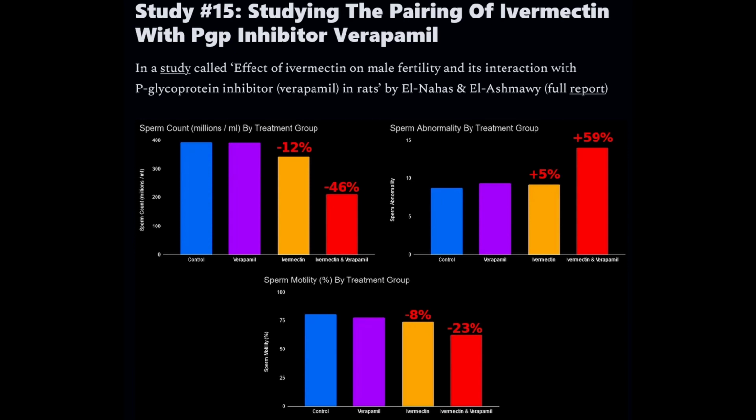But this third chart is very important for this report. Sperm abnormality. In this rat study, they measured, with ivermectin alone, plus 5% sperm abnormality. But when it's paired with Verapamil, up 59% sperm abnormality. And my hunch here, this is just a guess, is the PGP at the testes barrier is depleted. So the ivermectin is allowed to saturate in the testes. And this paired with the mutagenic aspects of ivermectin is a recipe for disaster. And that's why I think we see this plus 59% sperm abnormality with the ivermectin and the PGP inhibitor, verapamil.